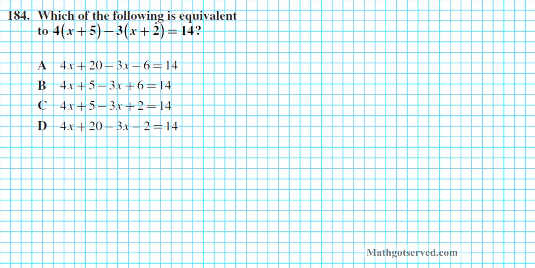It says, which of the following is equivalent to 4 times the quantity x plus 5 minus 3 times the quantity x plus 2 equals 14? Now, this problem is assessing your proficiency in applying the distributive property. One tool that can help you make good use of the distributive property is using arrows. Just put the arrows on what you're distributing. The number on the outside gets distributed to every term in the parentheses.